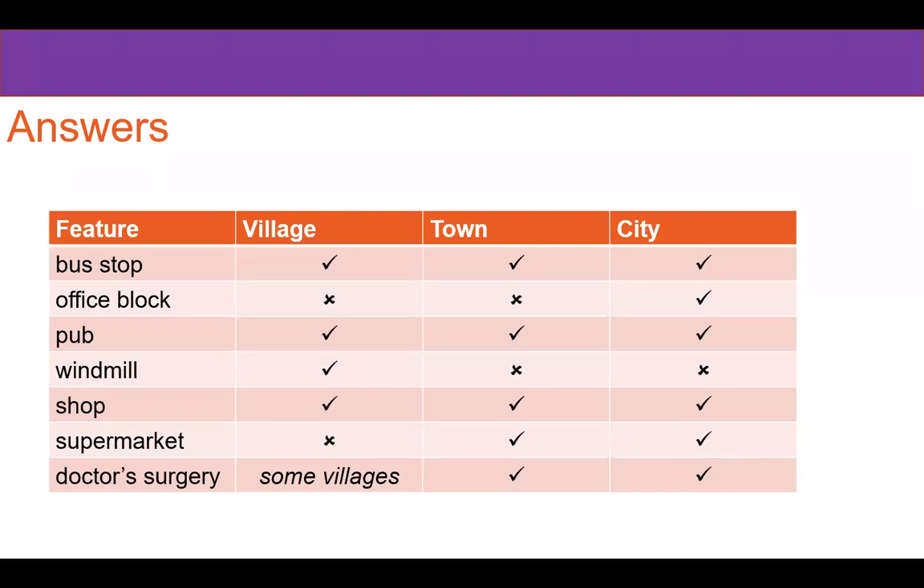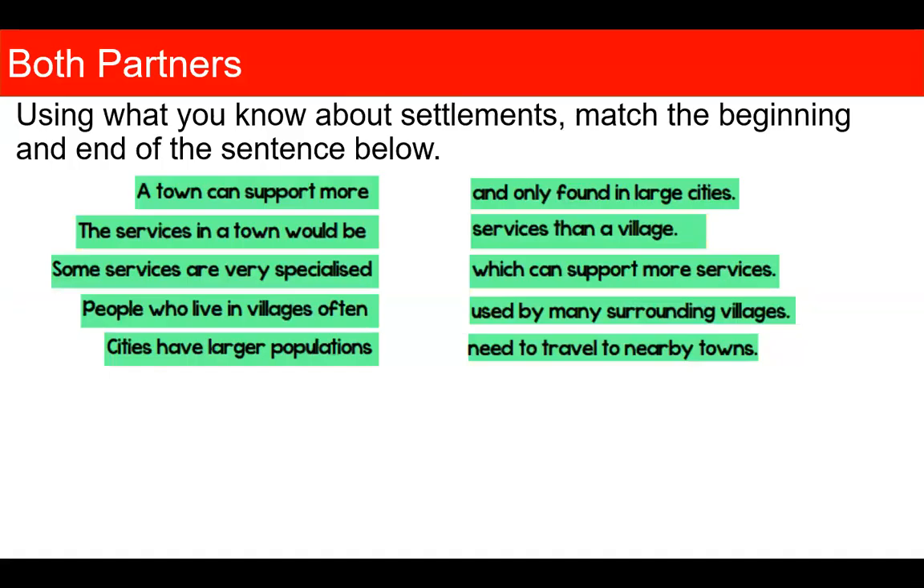A shop would be found in all 3 areas. A supermarket would be found in a town and a city, but not in a village. And a doctor's surgery is definitely in a town and city, and maybe some of the large villages as well. Well done to all of you who got the answers correct. Okay, here's a second activity. So using what we know about settlements, I want you to match the beginning and the end of each sentence below.